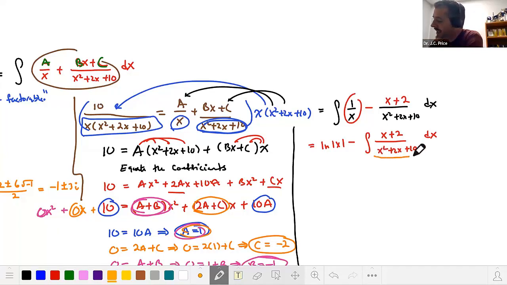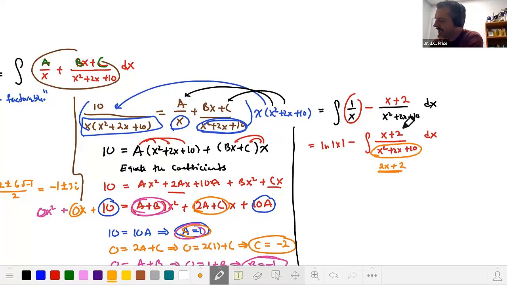So the idea is like, hey, here's a function, but do I see its derivative on top? So now its derivative on top, the derivative of x squared plus 2x plus 10 is 2x plus 2. And I don't have a 2x plus 2. I have an x plus 2. But it's almost like a 2x plus 2. These I have to have the same number in front of the x, basically.